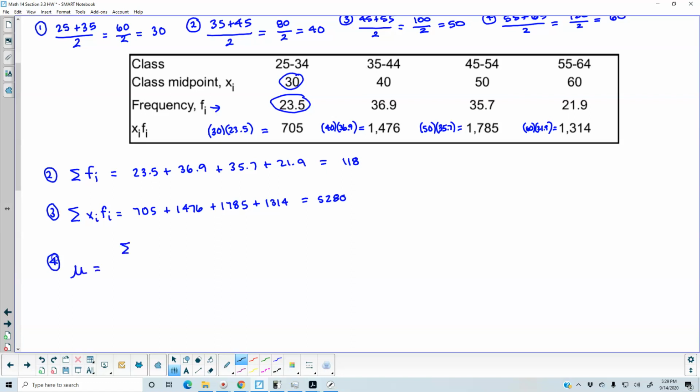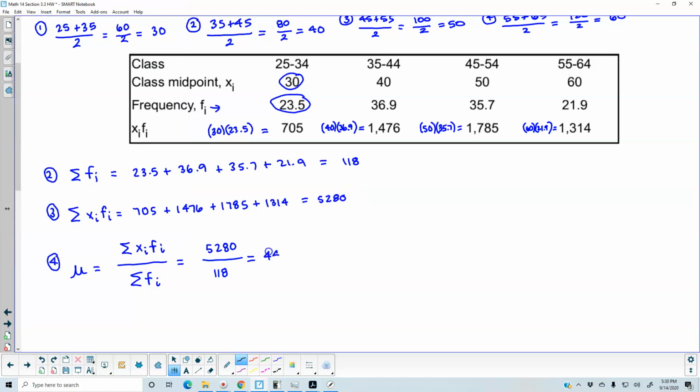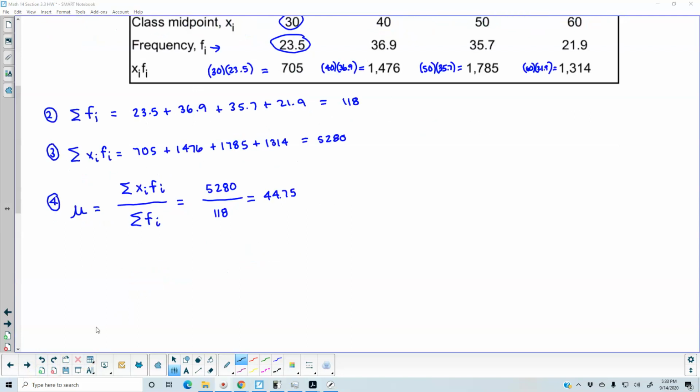So now in order to find the mean, it is equal to the sum of the midpoints times the frequency divided by the sum of the frequencies. So that means we're going to take 5,280 and divide that by 118. On our calculator, if we take 5,280 and divide that by 118 and round it to 2 decimal places, we get 44.75 for the mean.